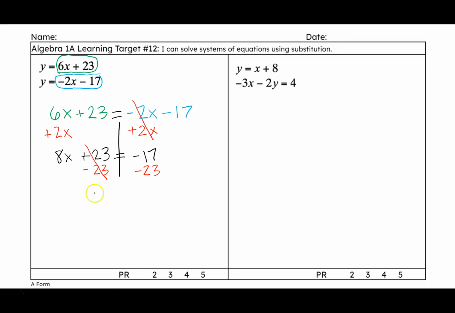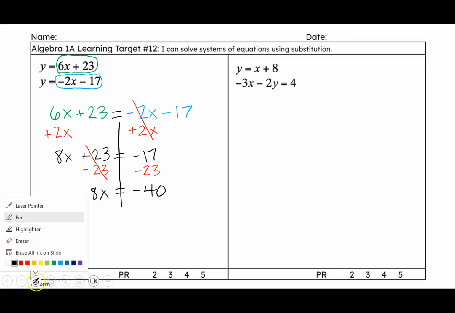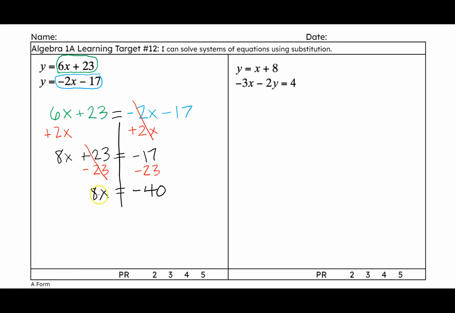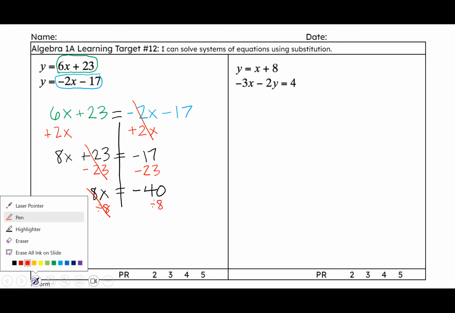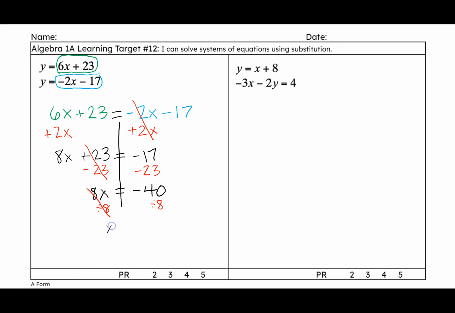That 8x is still over here on the left. And now I've got negative 17, take away 23 more. That's a big negative number. That's negative 40 altogether. All right, now I just need to get rid of that coefficient of 8 out in front. That's 8 times x, so I'm going to divide by 8 on both sides. Times by 8 and divide by 8 are opposites and cancel. I'll have remaining x equal to negative 40 divided by 8, that's negative 5.